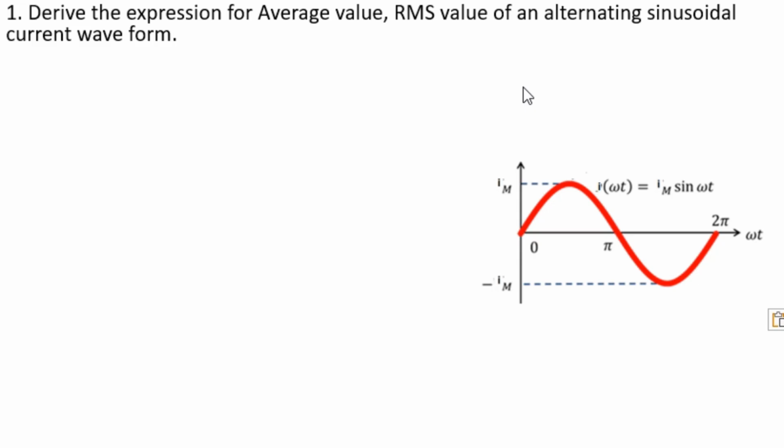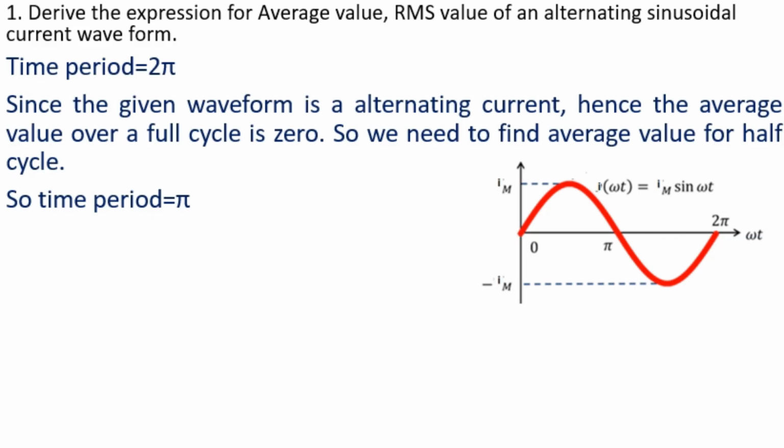Time period is T equals 2 pi to complete the full cycle. Since the given waveform is an alternating waveform, we are able to find the average value only for half cycle, since if you find it for the full cycle, the average value will be 0. So we will find the average value for half cycle. Since the given waveform is alternating current, the average value over a full cycle is 0, so we need to find the average value for half cycle only. So we will consider the time period T equals pi.